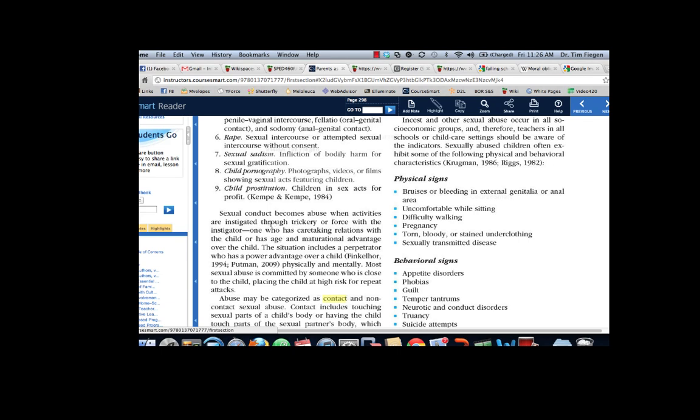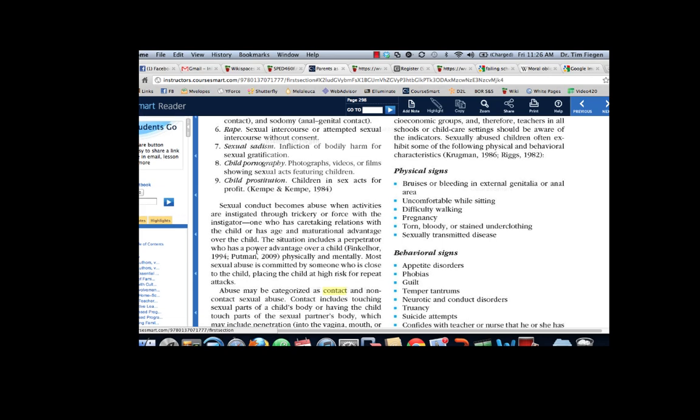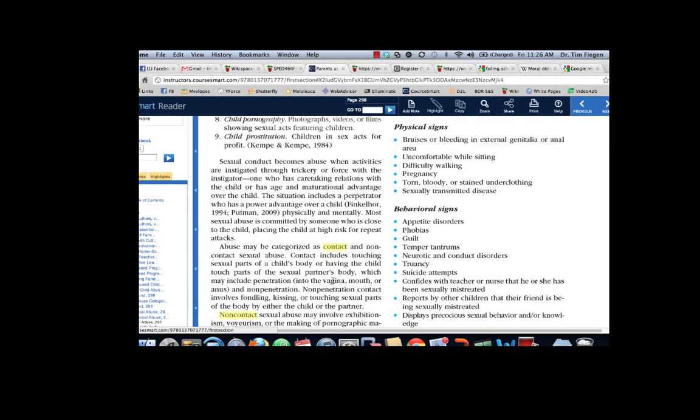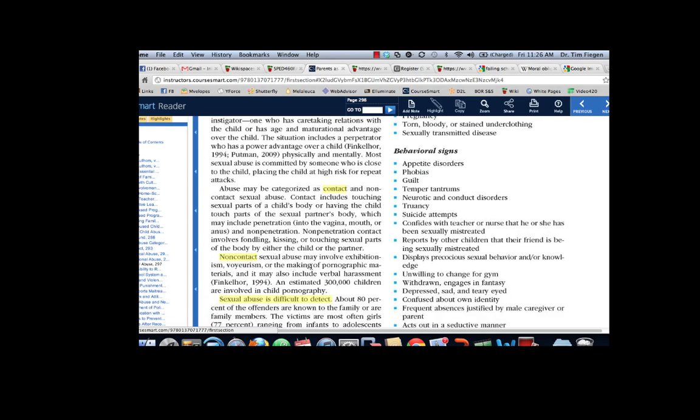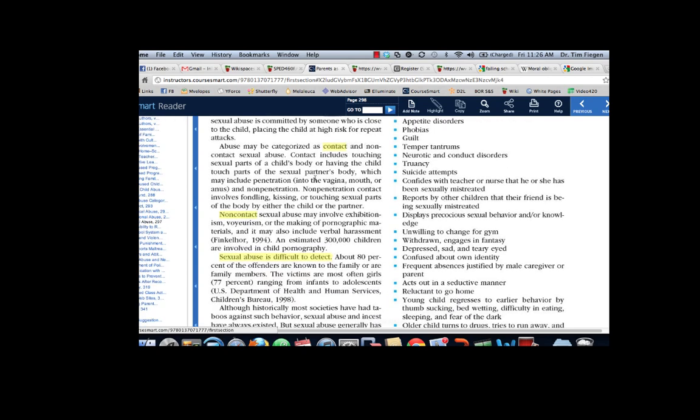It can be through trickery and force, but it's very interesting here that this category is either contact or non-contact sexual abuse. And you need to be able to separate these two out also. The contact is where there's actual touching of sexual parts of the child, or having the child touch parts of somebody else. But the non-contact, or some of these others, exhibitionism, voyeurism, or making pornographic materials, are well documented. But those are the two types, contact and non-contact, and sexual abuse is very difficult to detect.